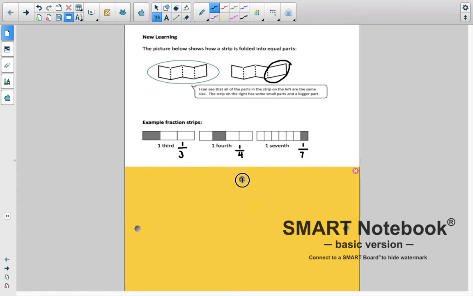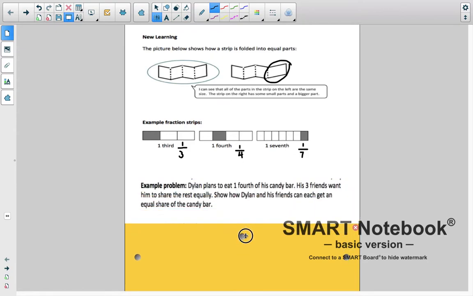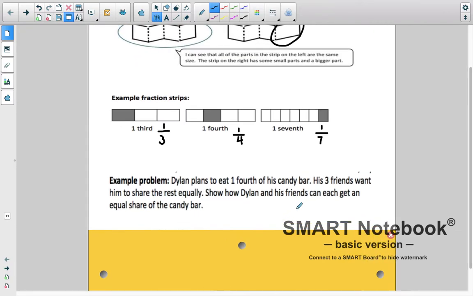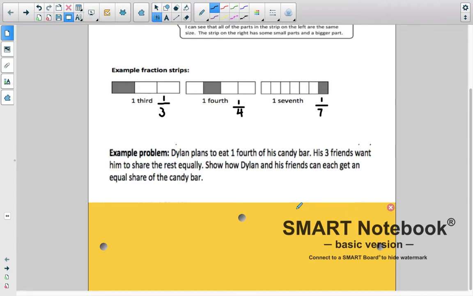All right, let's look at the next part. It says example problem. Dylan plans to eat 1/4 of his candy bar. I'm going to circle that 1/4 because that's very important. We got a fraction. His 3 friends want him to share the rest equally. Show how Dylan and his friends can each get an equal share of the candy bar.